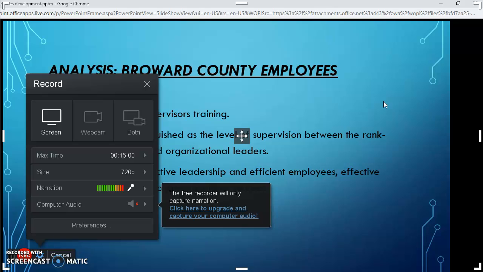With regards to a definition, management itself is distinguished as a level of supervision between the rank and file employees and organizational leaders. Between effective leadership and effective employees, effective managers are critical to organizational success. Thus, identifying the need for a new supervisor training, which would be critical to ensuring that employees being promoted for the first time to first-line supervisors are successful in their respective roles as new supervisors within Broward County.